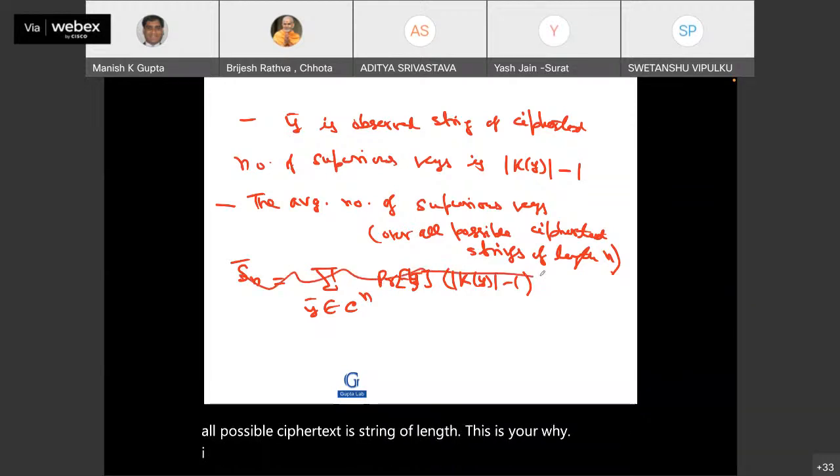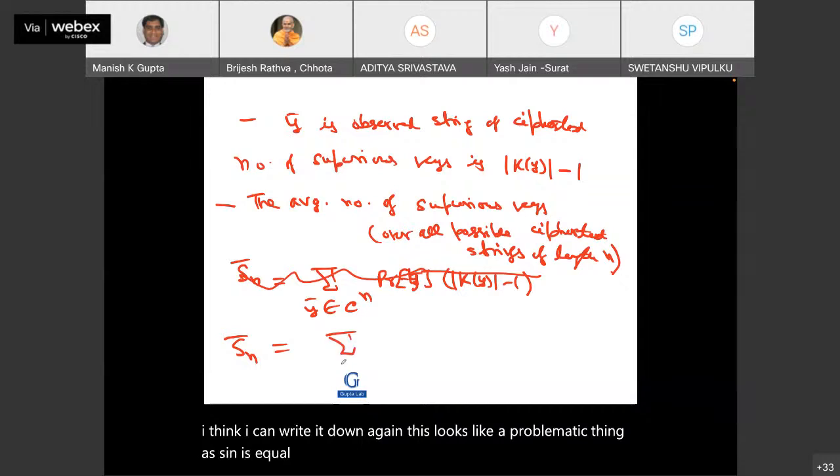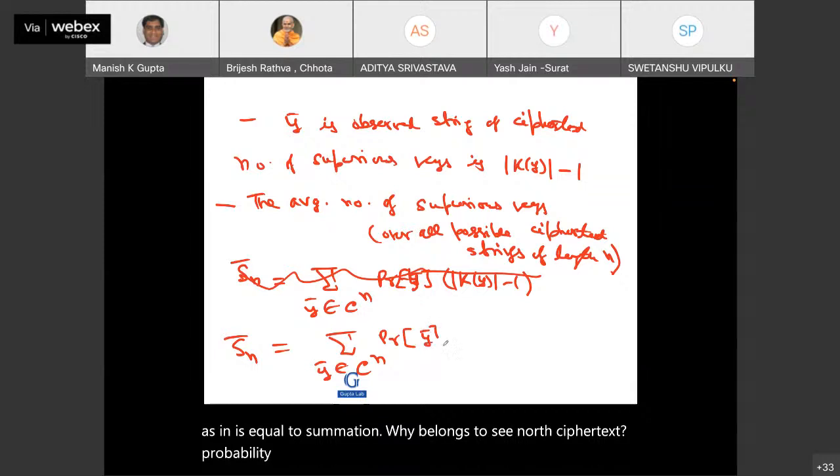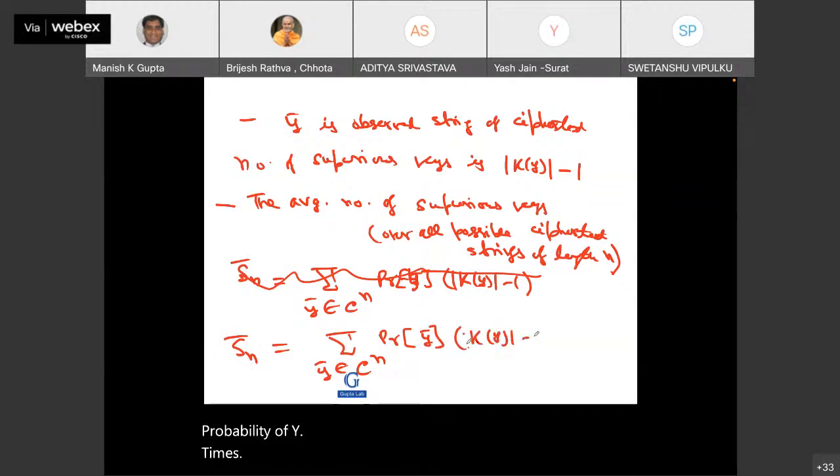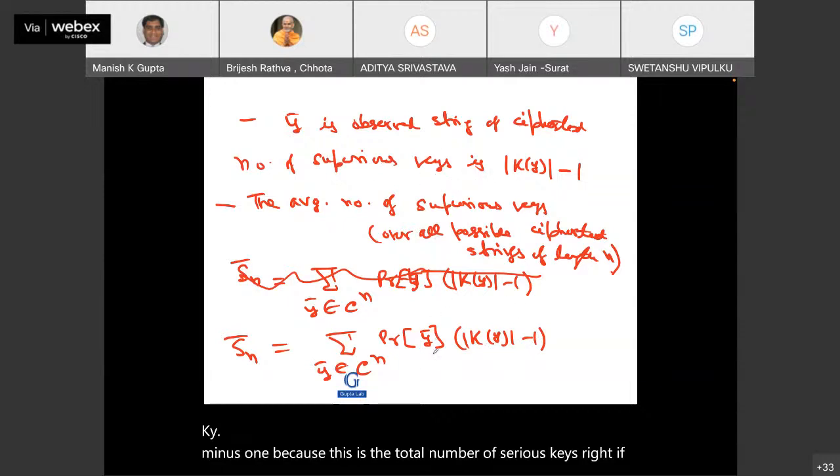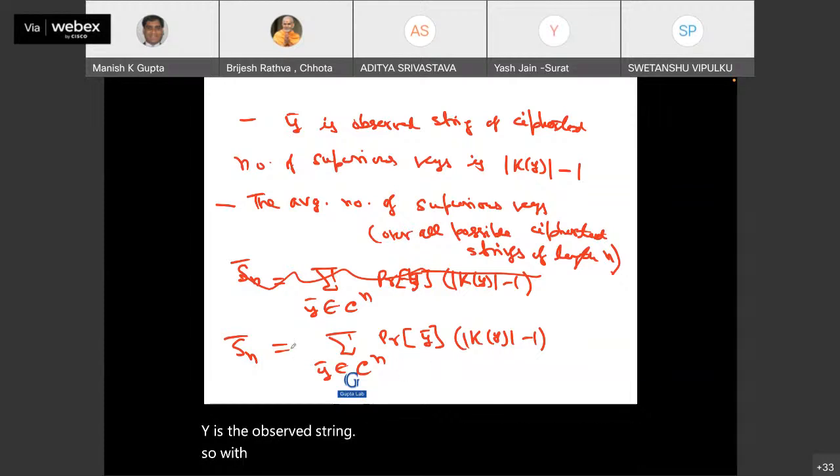I think I can write it down again. Sn is equal to the summation over y belonging to Cn of the ciphertext probability of y times ky minus 1, because this is the total number of spurious keys if y is the observed string. So with respect to overall probabilities, we can take the average, right? So this is the value.